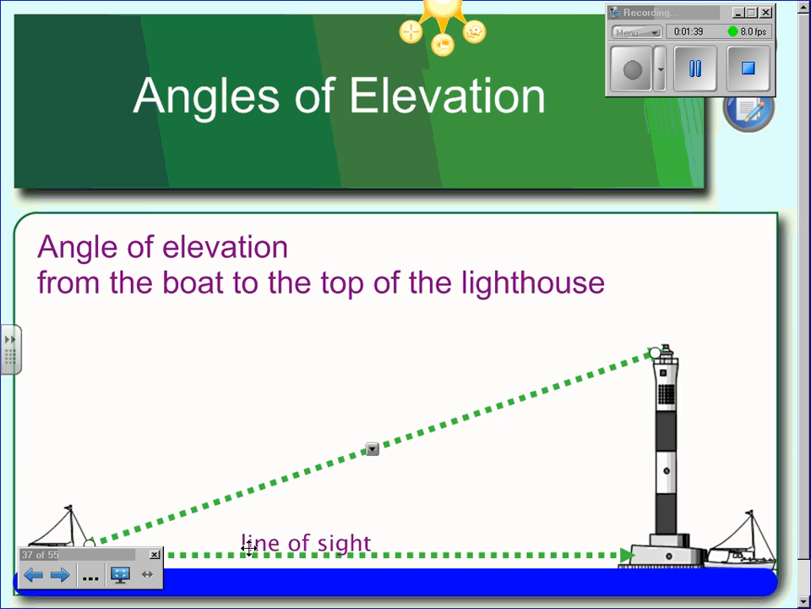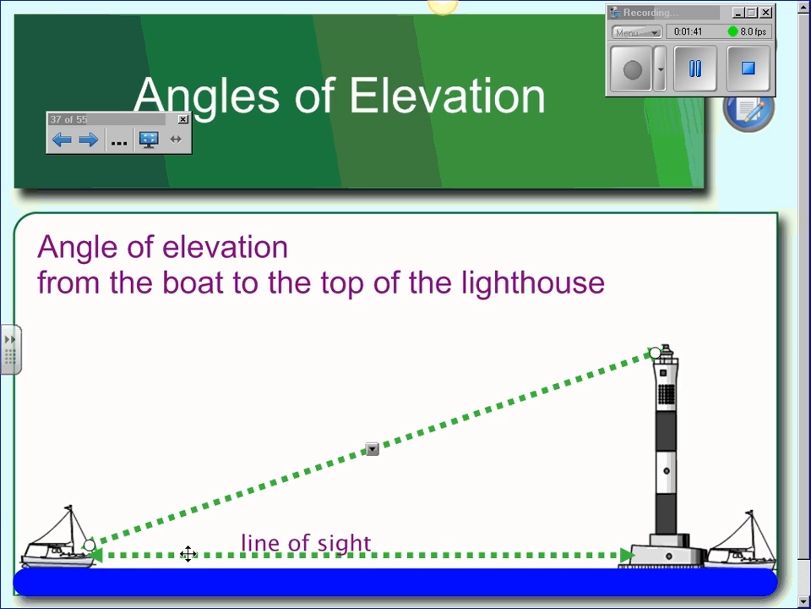And this would be called an angle of elevation. So the angle of elevation would be this angle right here, that's formed with the line of sight to the top of the lighthouse. So if they say angle of elevation, we're going to put that at the bottom.